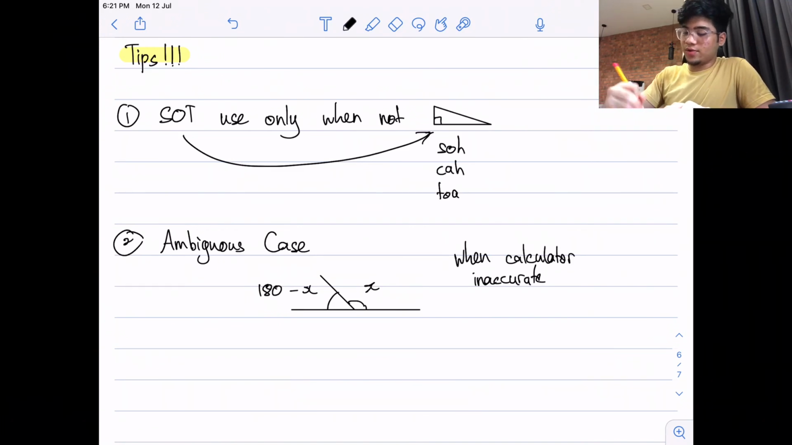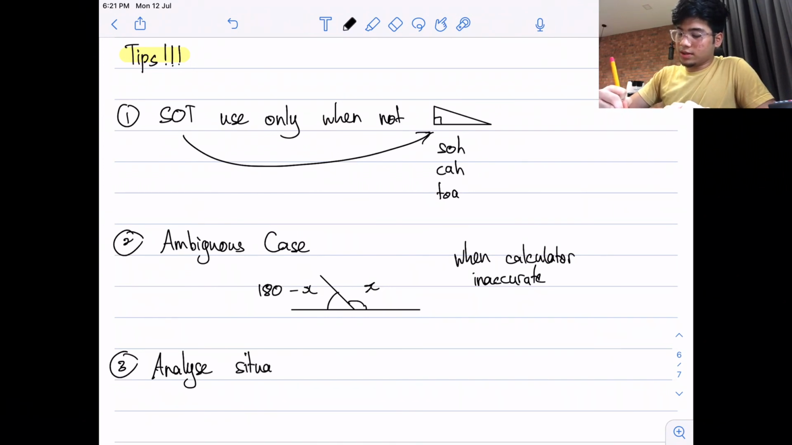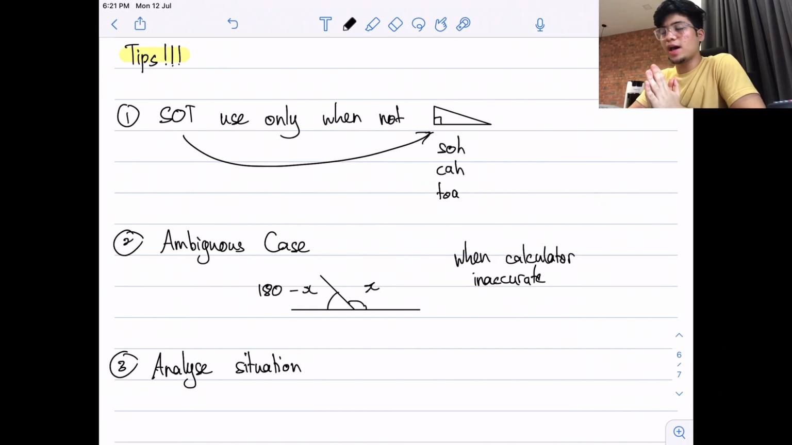Alright, so finally is to analyze the situation, because sometimes what happens to me when I do solution of triangle is that when I could have used sine rule, I use cosine rule instead, which made me use more time to answer the question. You need to be able to analyze these questions to use the fastest way possible. That's what AddMaths is. You want to do the fastest and easiest method to find an answer. So make sure you do that.